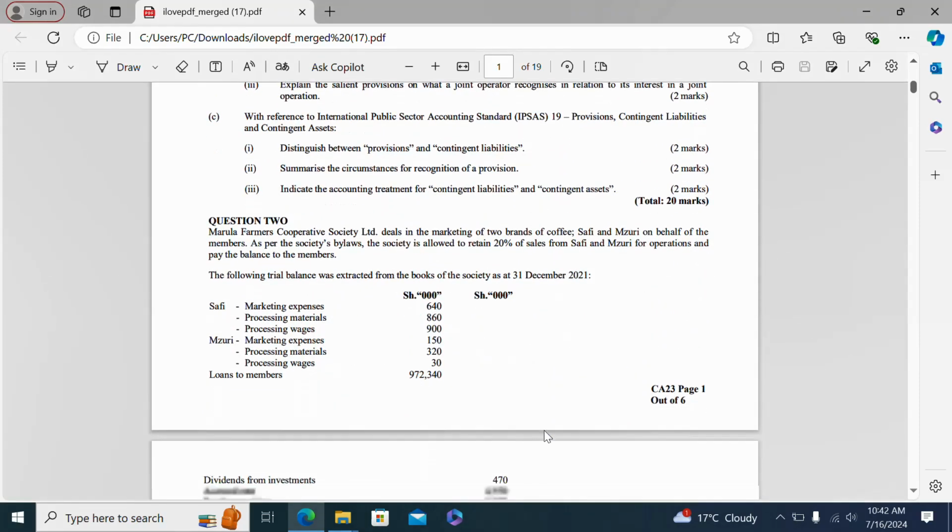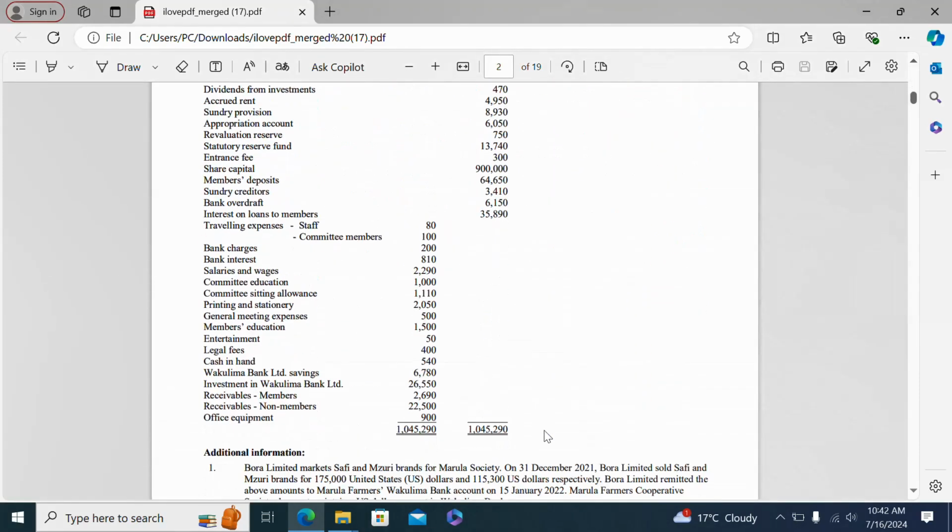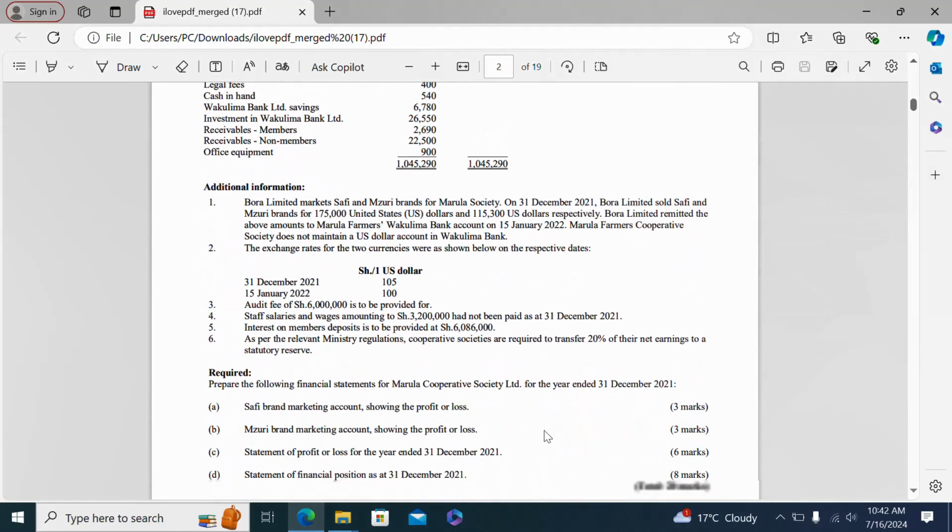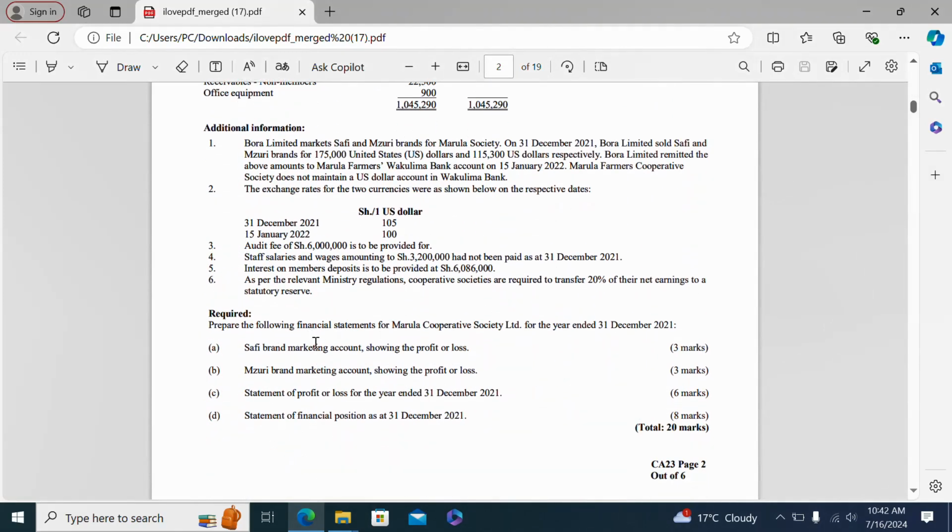Question 2. Required: prepare the following financial statements for Malula Cooperative Society Limited for the year ended 31st December 2021. Safi Blood marketing account showing the profit or loss. Mzuri Blood marketing account showing the profit or loss. Statement of profit or loss for the year ended 31st December 2021. Statement of financial position as at 31st December 2021.